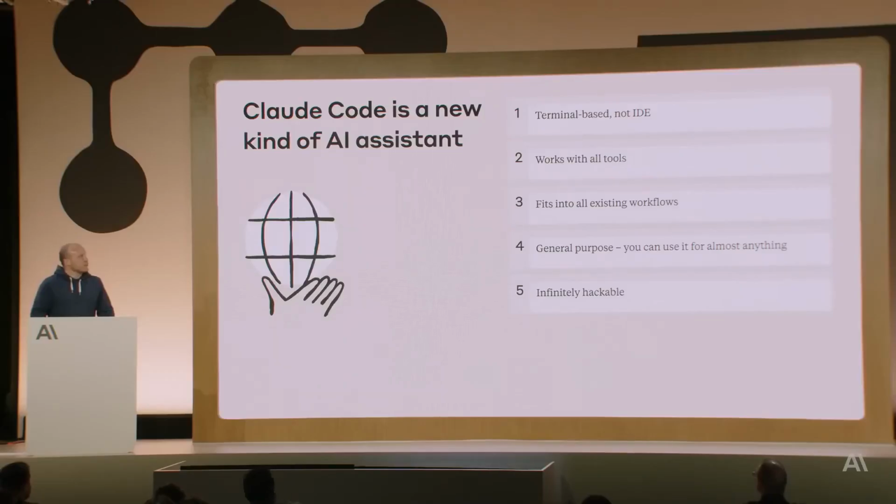So what is Quad Code? Quad Code is a new kind of AI assistant, and there's been different generations of AI assistants for coding. Most of them have been about completing a line at a time, a few lines of code at a time. Quad Code is not for that. It's fully agentic.